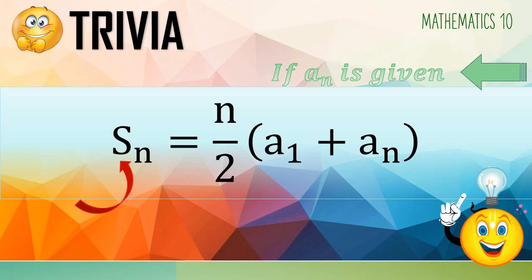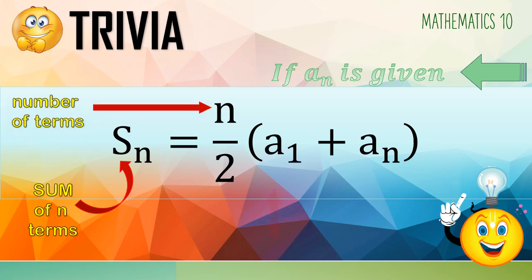To give you an emphasis, guys, S sub n is the sum of n terms, n is the number of terms, a sub 1 is your first term, and a sub n is your last term. By the way, in this video, I'm going to focus on the use of the second formula, the shorter one. But don't worry, I'm going to give you sample solutions wherein we make use as well of the first formula I presented, the longer one.